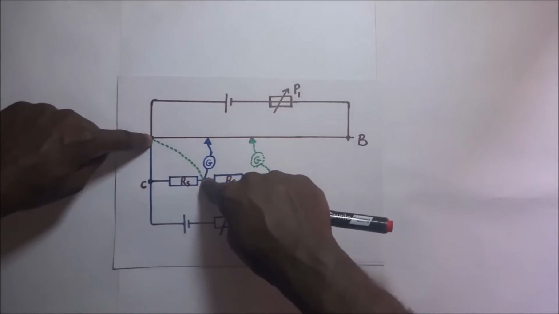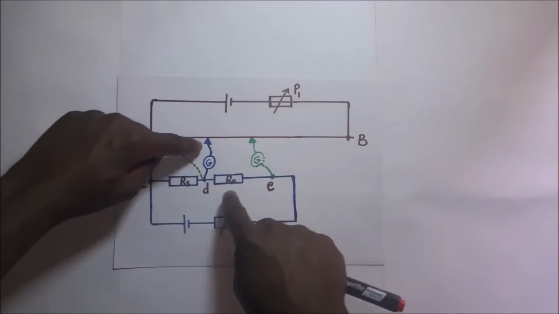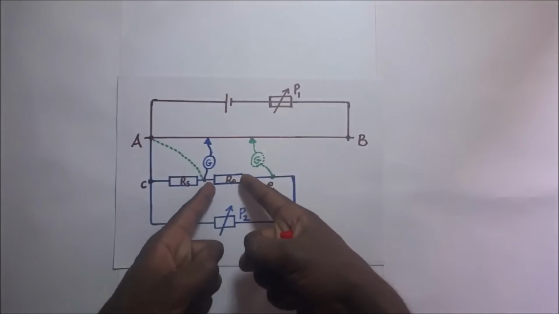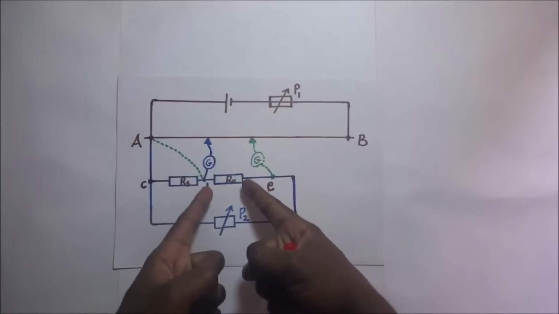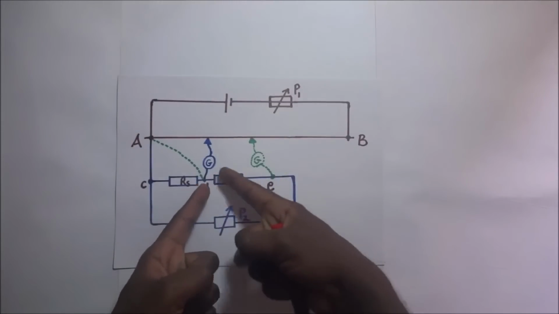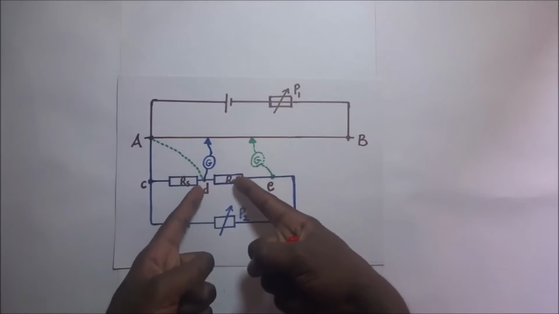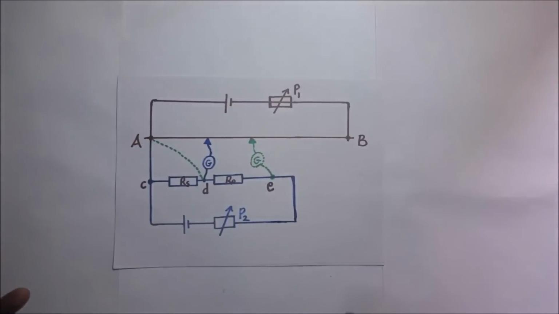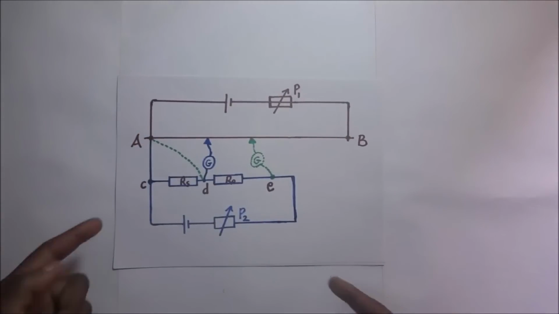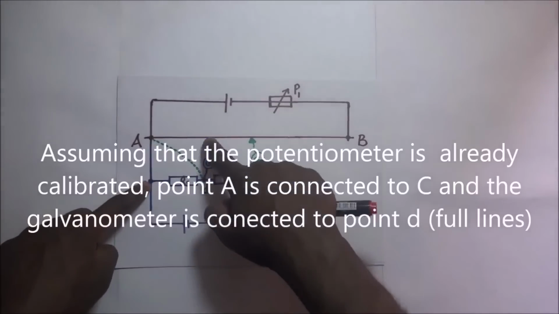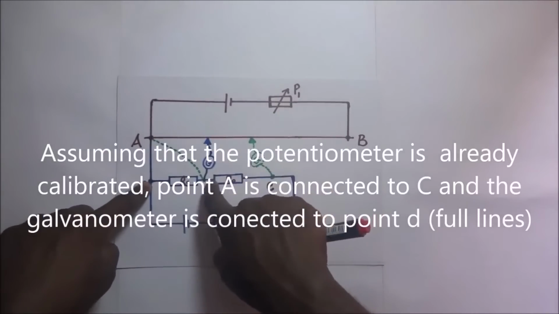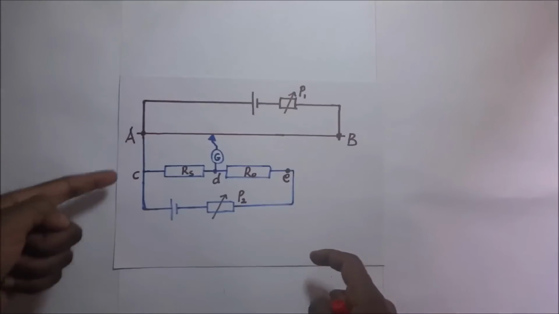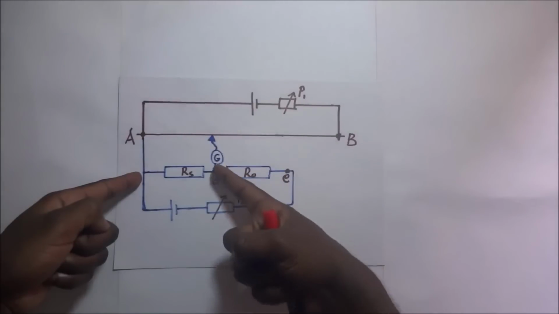This part A will be connected to part D, and then this wire will be moved to part E, and then we'll be able to balance the potential difference across this resistor, whose resistance is unknown, against the slide wire. So the first step, first of all, is to make the connections A to C, and of course this to that. The galvanometer is connected to part D. If I may redraw this diagram, this is how it would look like. We connect part A to part C, and the galvanometer is connected to part D.